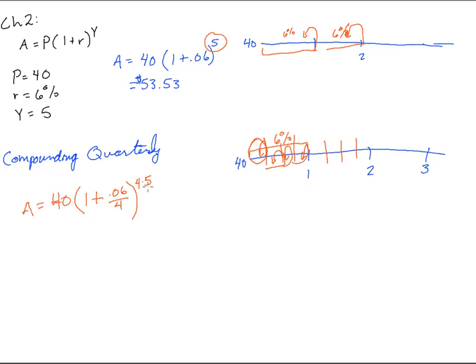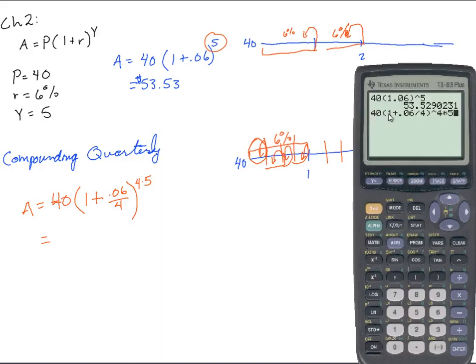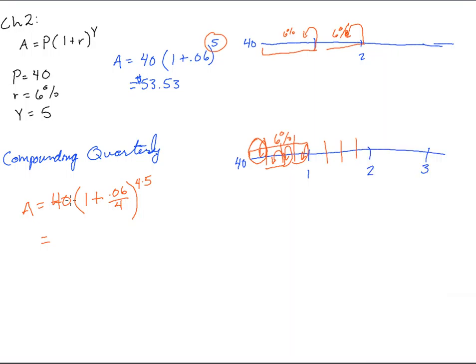Now we're going to punch this into the calculator and see what we get. So you can see I've now hit 40 times 1 plus, instead of 1 plus 0.06, it's 1 plus 0.06 divided by 4. An order of operations will ensure that that gets done first. To the 4 times 5. And now we hit enter, and we now have almost the same number, but not quite. 53.87. So it gave us just a little bit more over the course of the 5 years, 53.53 to 53.87. So this was called compounding quarterly.